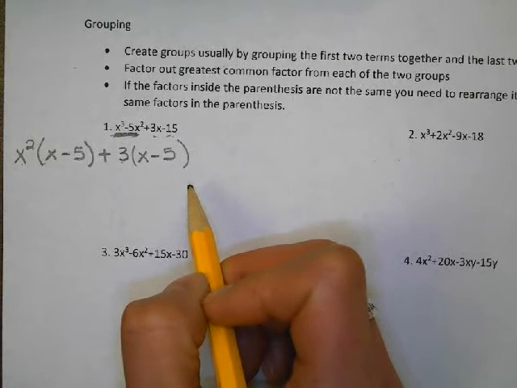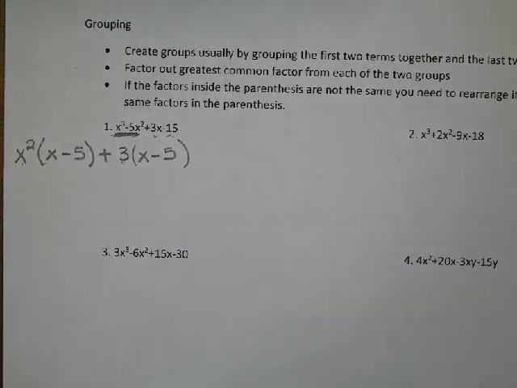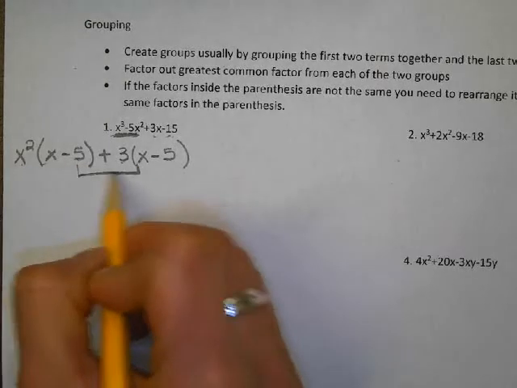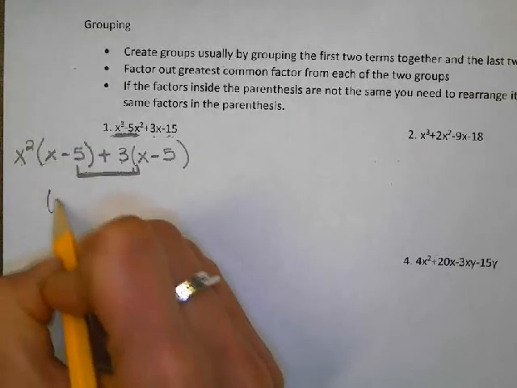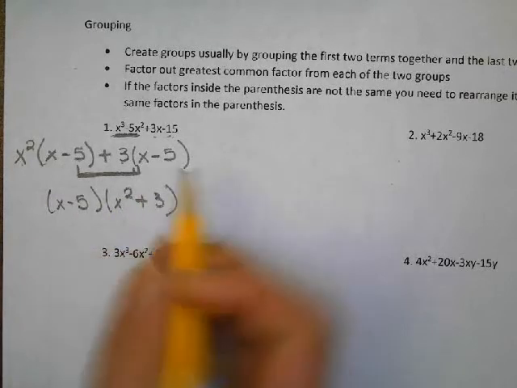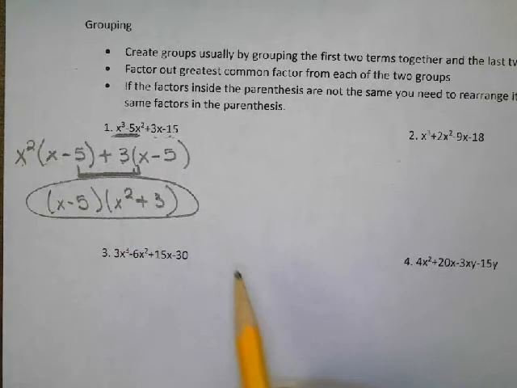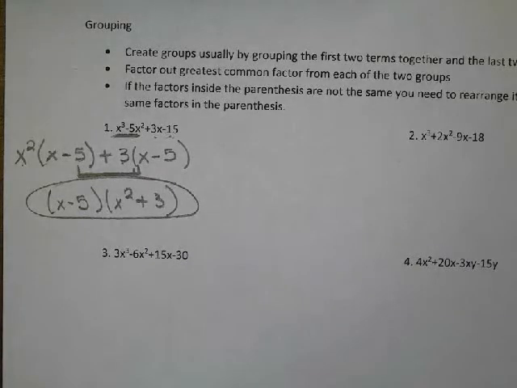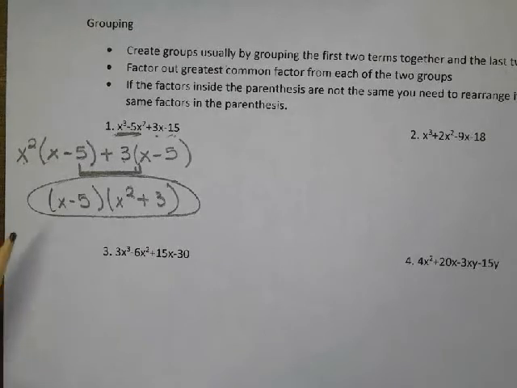Oh, there you go. So I have x squared times x minus 5 plus 3 times x minus 5. These are the same, which is good. So I have x minus 5 times x squared plus 3. And again, you know by now if you multiply that through, you should get the same thing as you started with. So these are equivalent expressions with this one in factored form.